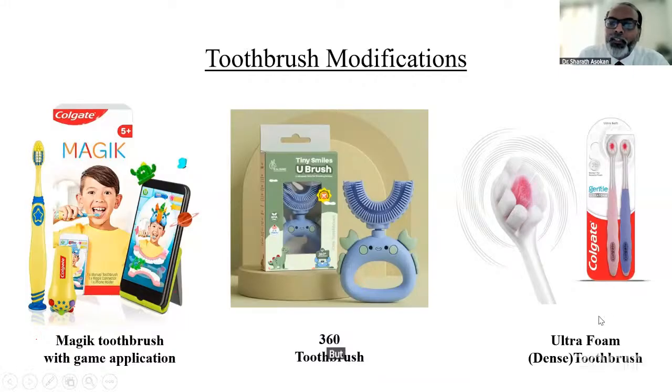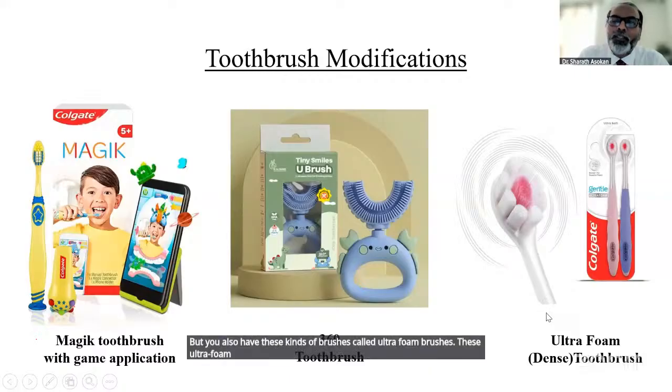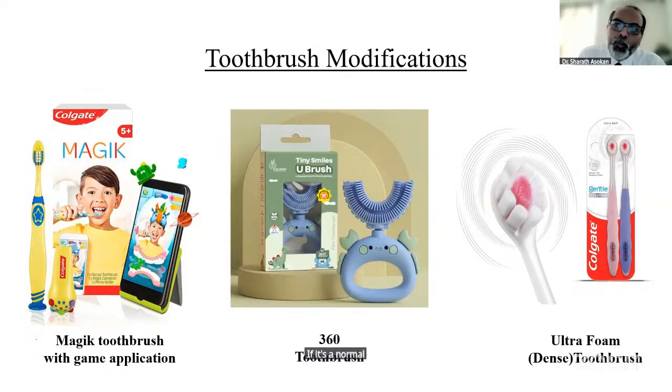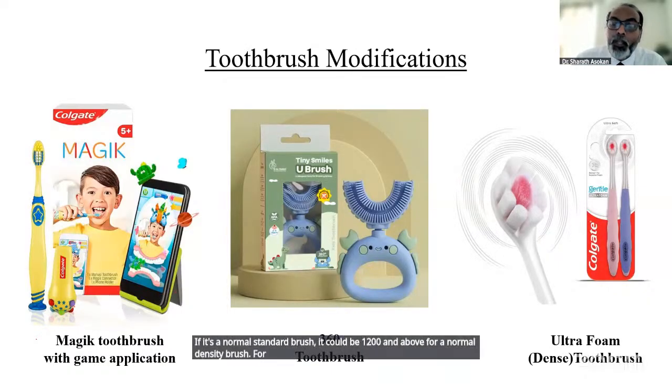You also have brushes called ultra foam brushes. This doesn't mean it's going to cause extra foam. I really wanted you to understand it's called ultra dense brushes. The density of the brush, the number of bristles, could be somewhere between 500 to 1200. A normal standard brush could be 1200 and above. For ultra high density, it should have more than 4000 bristles. If it has more than 4000 bristles, it's good for children.